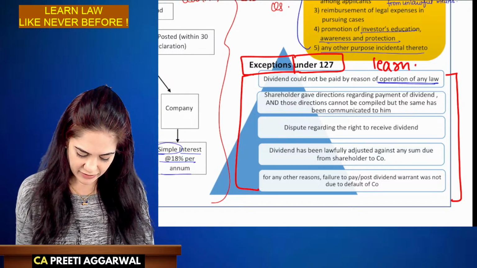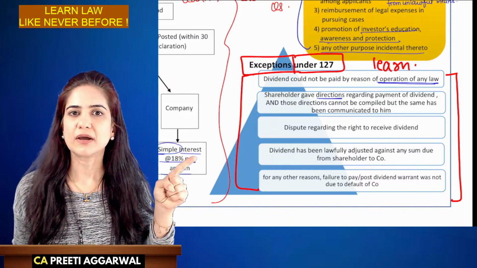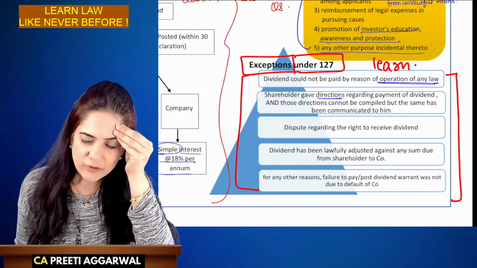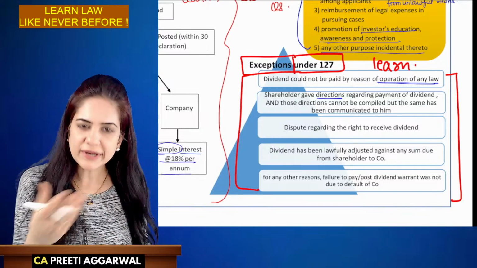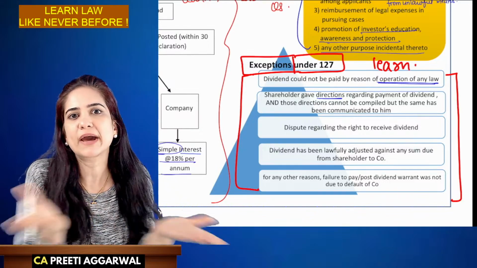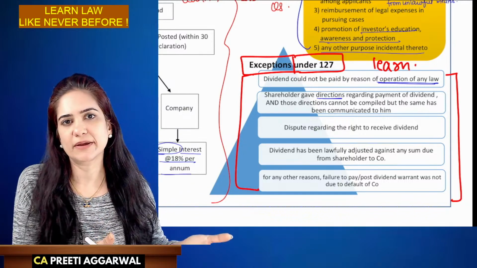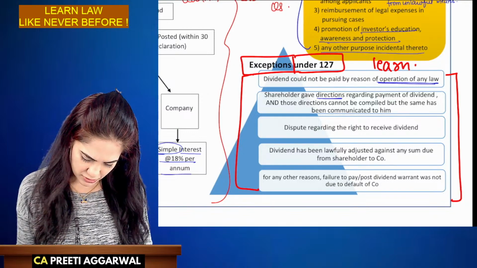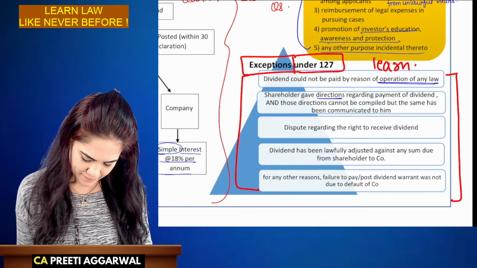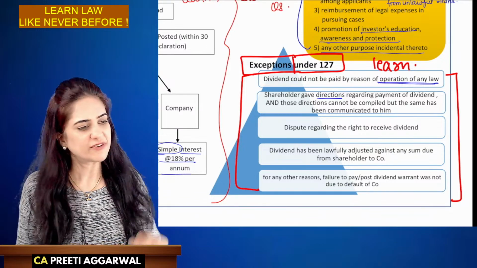The shareholder had given directions, please directly deposit the amount in my bank account. But he gave a wrong bank account number. When we went to deposit, we went to credit, but the name did not match. We had the old name, now they have changed the name after marriage. They didn't inform us. There is a dispute regarding the name.